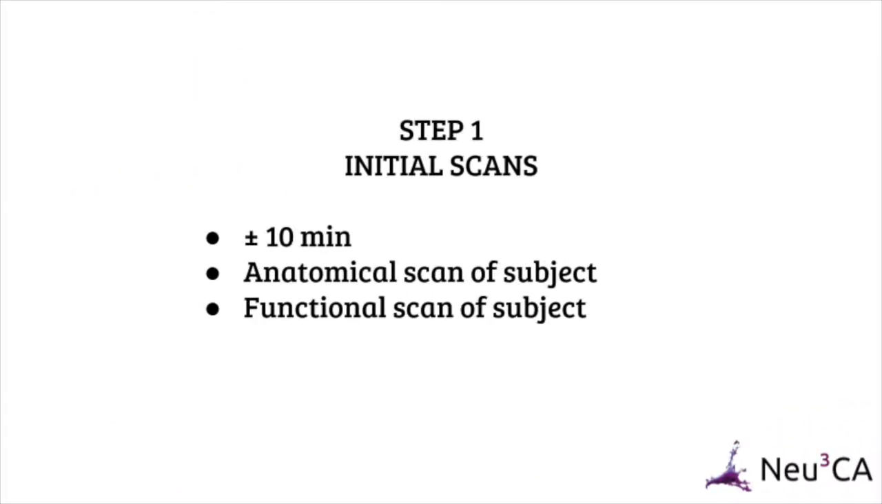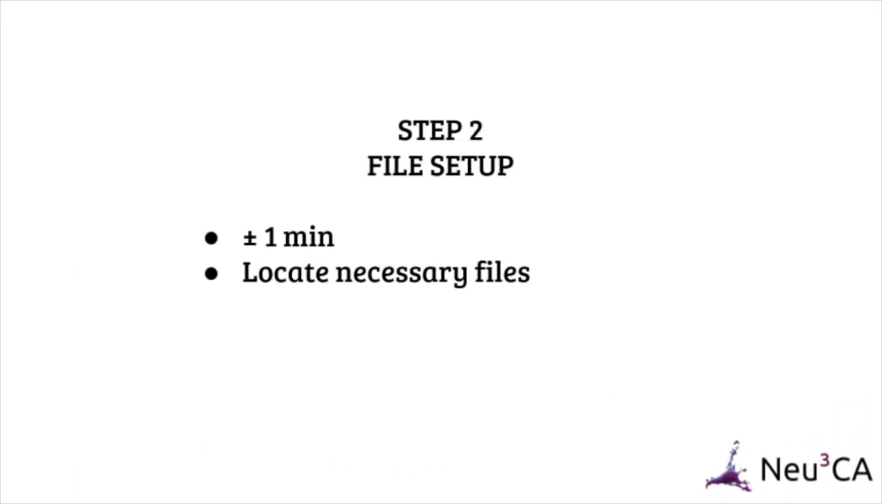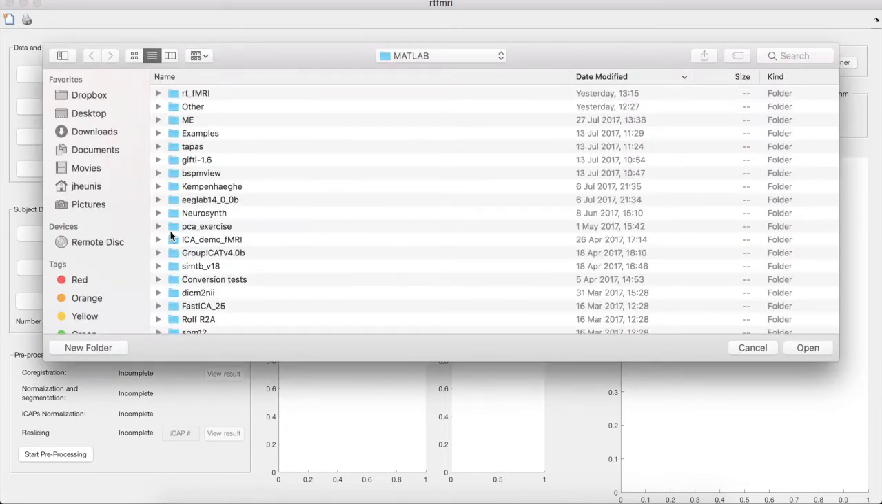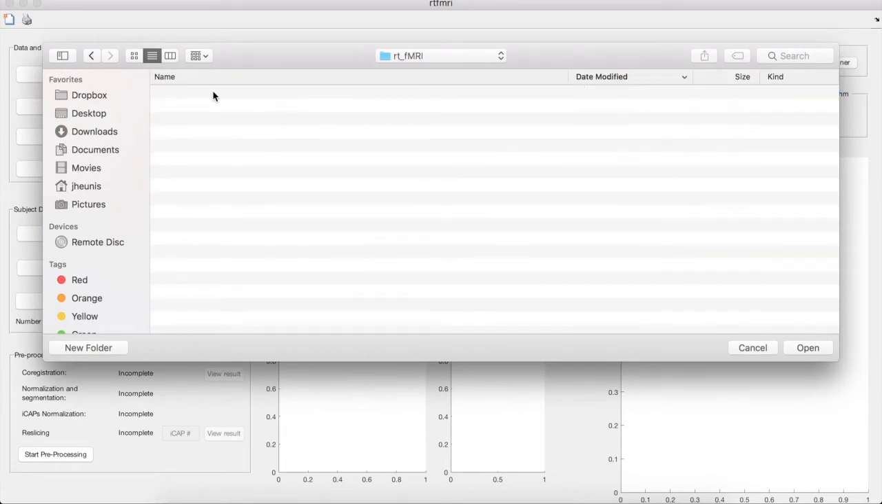To prepare for the experiment, we have a first step prior to real-time acquisition, where we acquire an anatomical scan and a functional scan of the subject. This takes about 10 minutes. During the second step, we open up the Neu3CA-RT program, which is written in MATLAB, and we locate the specific files that we just acquired for further processing. We also set up the correct directories for the Neu3CA-RT program.